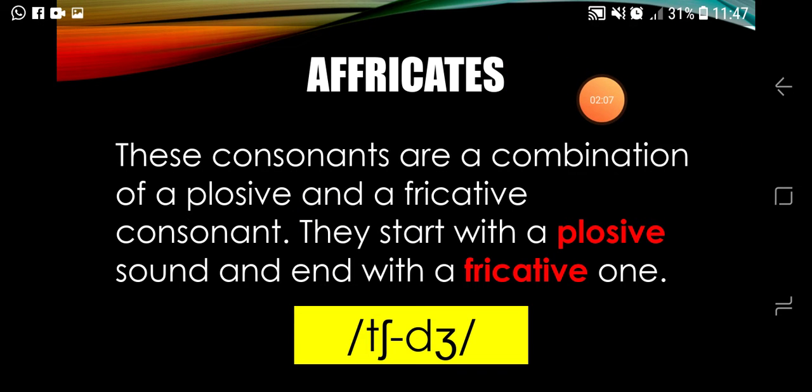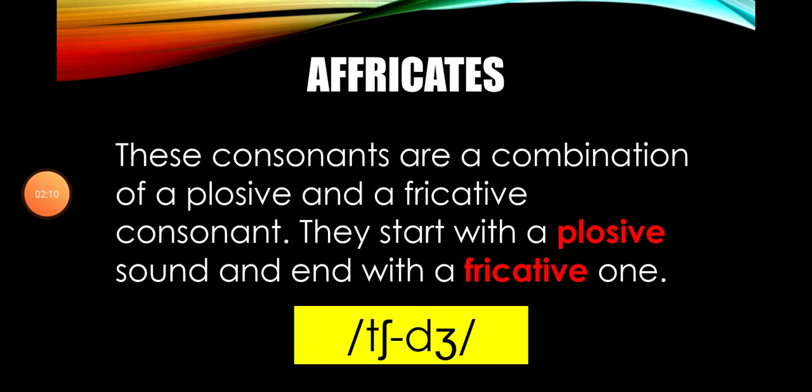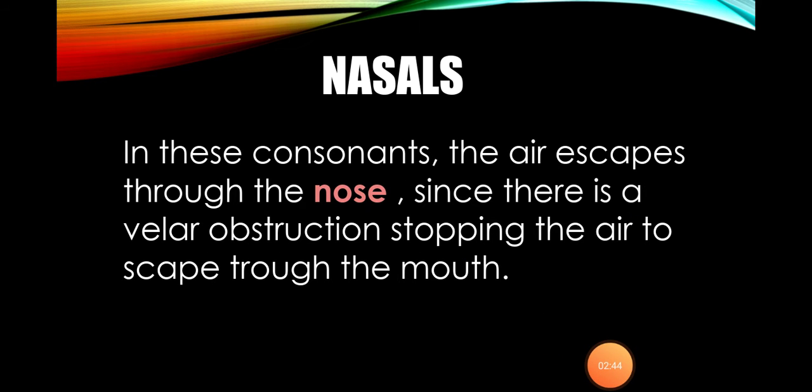After that, we have affricates. When we talk about affricates, we know that these consonants are a combination of a plosive and a fricative consonant. You have a plosive and then a fricative. They start with a plosive sound, in this case t, and end in a fricative one, in this case sh. The result is an affricate. In this case we have ch and j, okay? Remember, a combination.